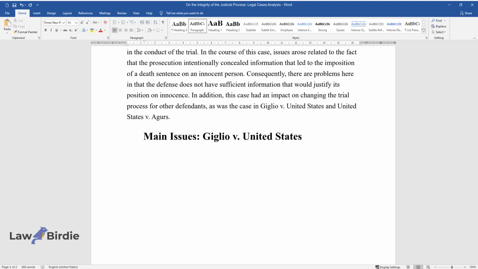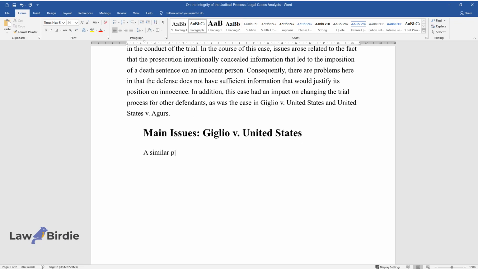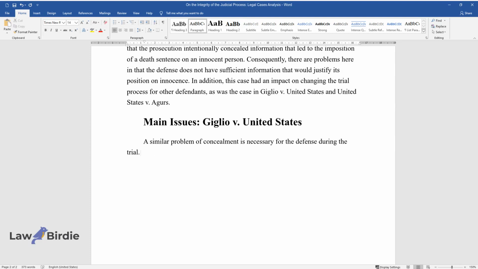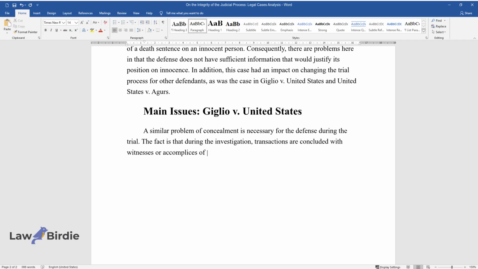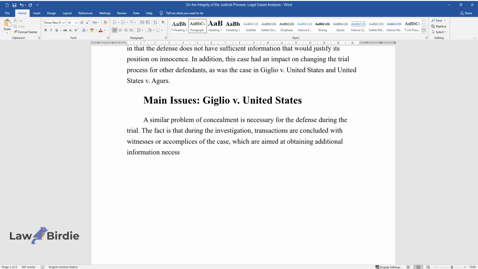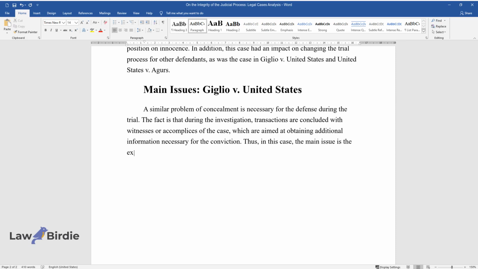Main issues: Giglio v. United States. A similar problem of concealment is necessary for the defense during the trial. The fact is that during the investigation, transactions are concluded with witnesses or accomplices of the case, which are aimed at obtaining additional information necessary for the conviction. Thus, in this case, the main issue is the extent to which the defender can receive information about what conditions were provided to the witnesses.